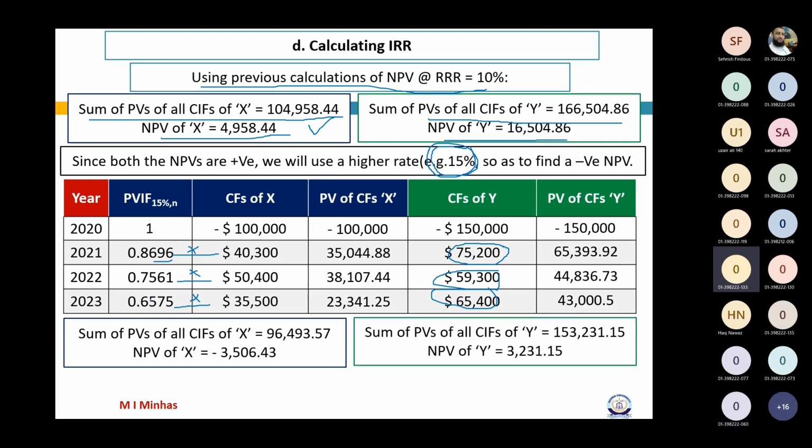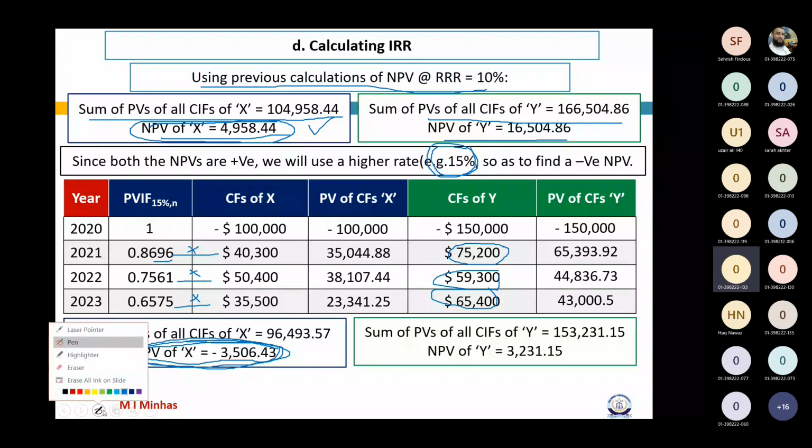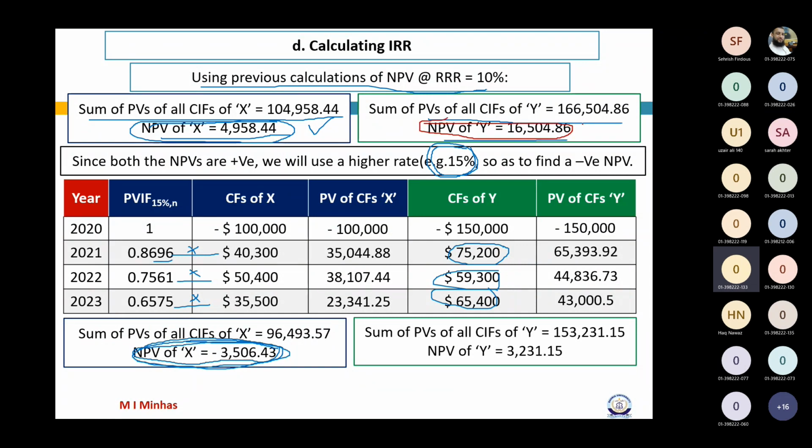Okay. So now NPV of X is minus 3000, correct? So for proposal X, we have got one NPV that is positive at 10% and one NPV that is negative at 15%. So what should be our next step for proposal X? So we should calculate the IRR using the interpolation formula. But let's have a look at proposal Y here. NPV of Y is 16,000 positive, and NPV of Y at 15% is still positive. That means we still need to take one more jump, correct?